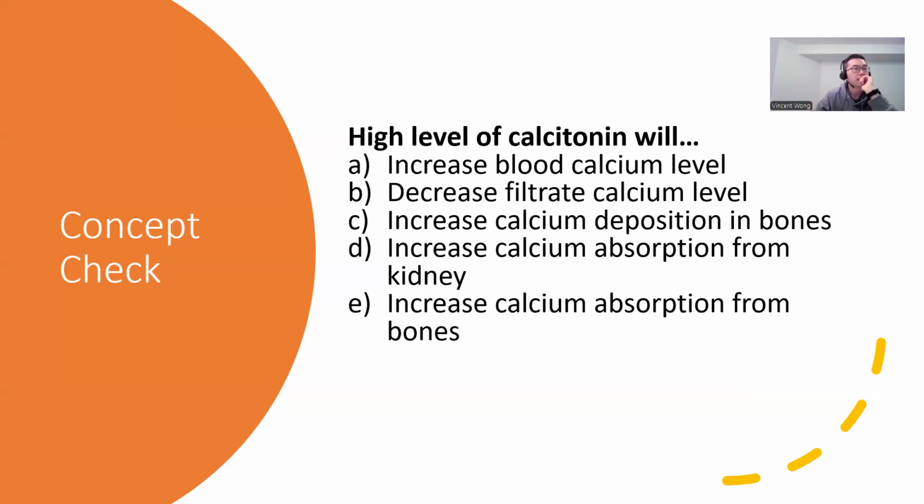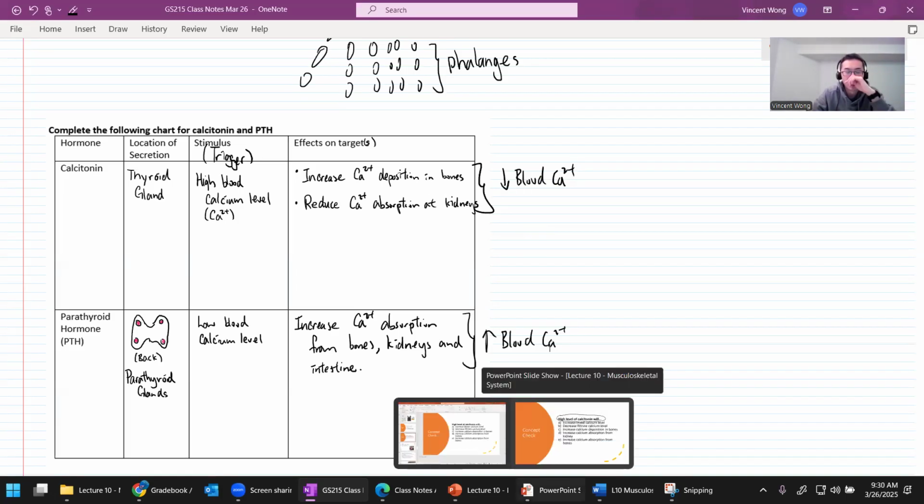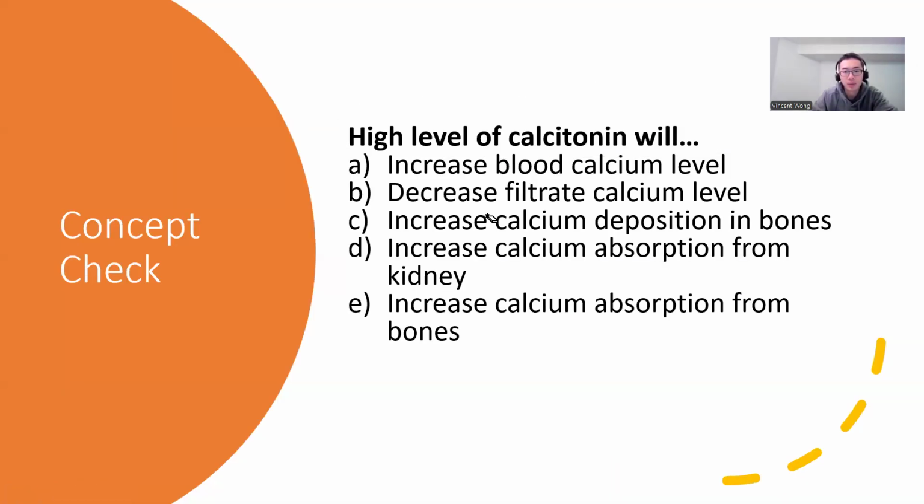Let's take a look here. High level of calcitonin. Again, you just have to look at the chart if you need a little bit of help. Basically, the question is asking you what does calcitonin do? So calcitonin will increase calcium deposition in the bones. You will put the extra calcium in bones. You will reduce the calcium absorption at kidneys because you already have a lot in the blood. You don't need to conserve more. So what do we do? Increase calcium deposition in bones.